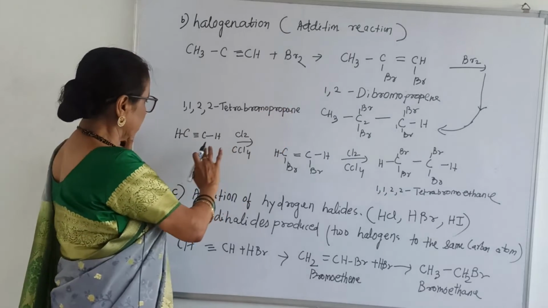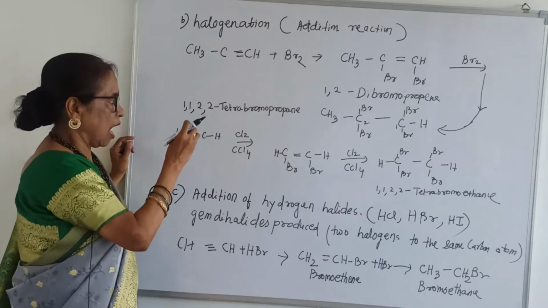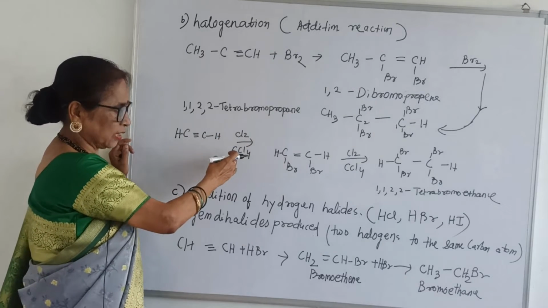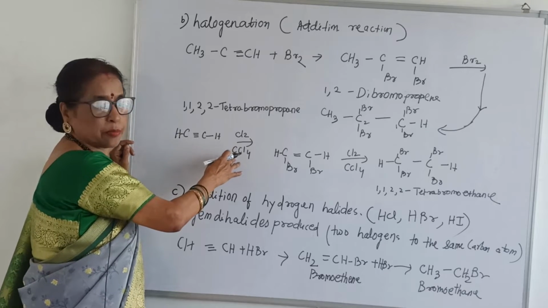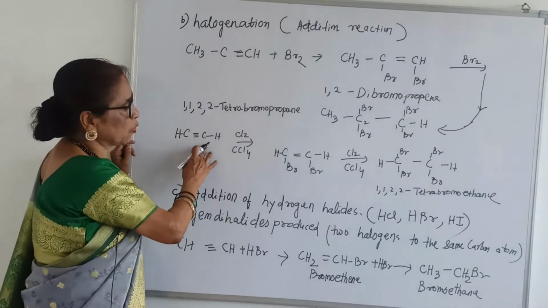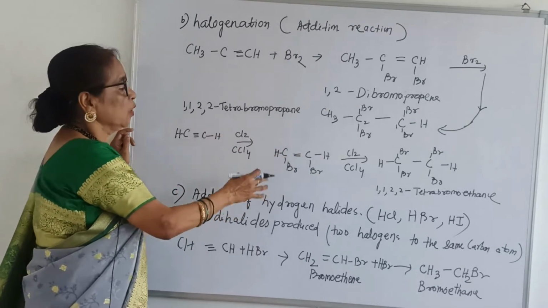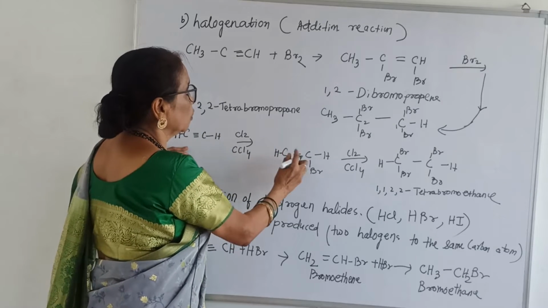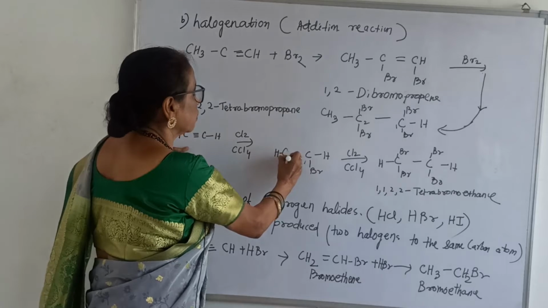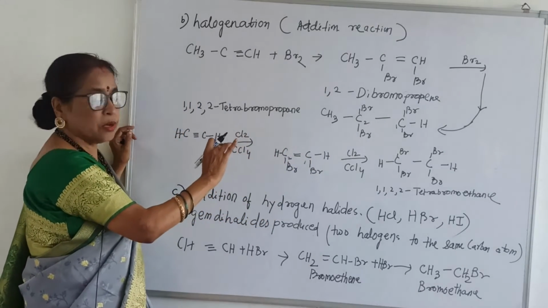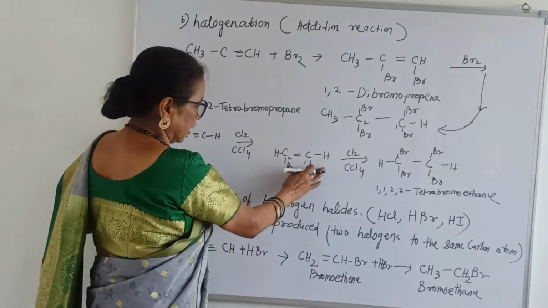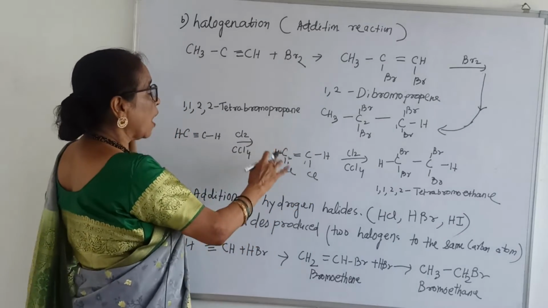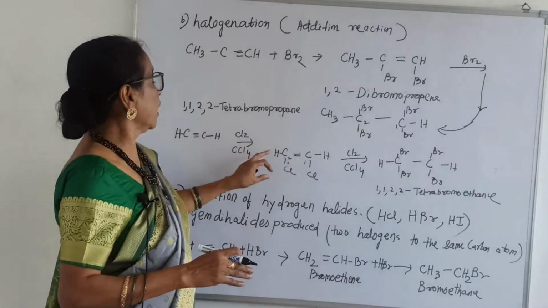Now it is clear. Then suppose you want to add chlorine. In chlorination you require another solvent, that is CCl4, carbon tetrachloride. Here one bromine, here one bromine, and this is ethyne, this is ethene. This is 1, this is 1, this is 2. 1,2-dibromoethene, and again, chlorine, sorry, it is not bromine, it is chlorine. So it is 1,2-dichloroethene.